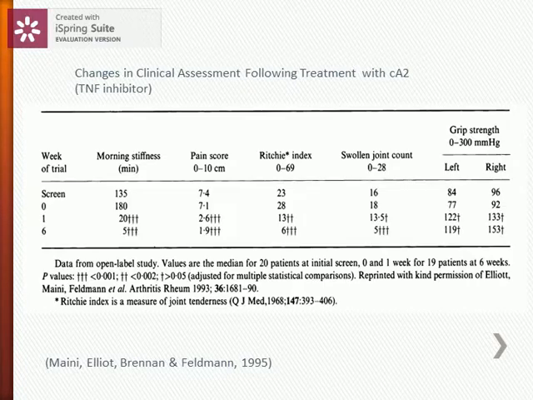In this chart here, we're measuring CA2, which is a TNF inhibitor. As you can see, the morning stiffness, the pain scores, and the swollen joint counts from initial screening to week 6 have decreased, and the grip strength on the left and the right hand both have increased.